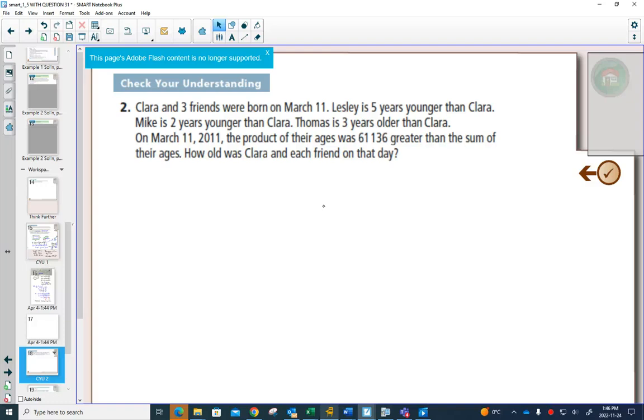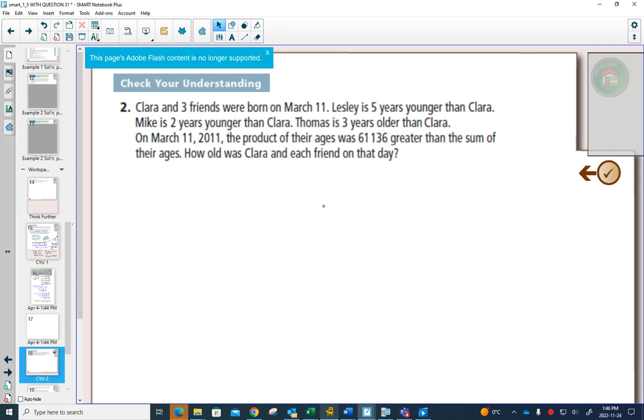Clara and 3 friends were all born on March 11th. Already something that you know happens to you all the time. You run into 4 people all the same birthday, right? Leslie is 5 years younger than Clara. Mike is 2 years younger than Clara. Thomas is 3 years older than Clara.